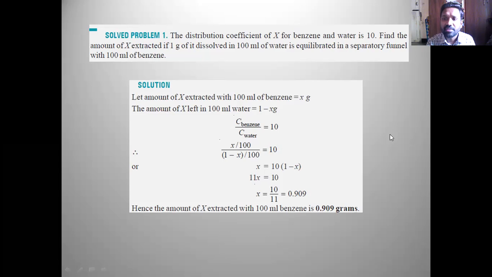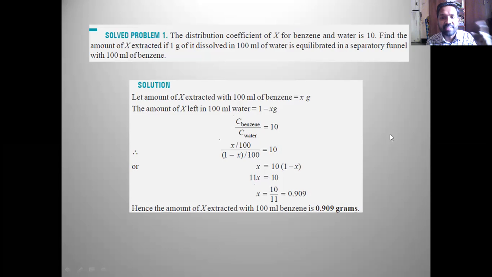Now, as I discussed in my previous example, you have to simply find out the concentration. What is the concentration of X in benzene? It is x by 100. What is that small x? Out of 1 gram, small x gram has gone to benzene. How much has gone? That is what you have to find out. Divided by 1 minus x by 100. Why is this 1 minus x? Because it is stated as 1 gram.